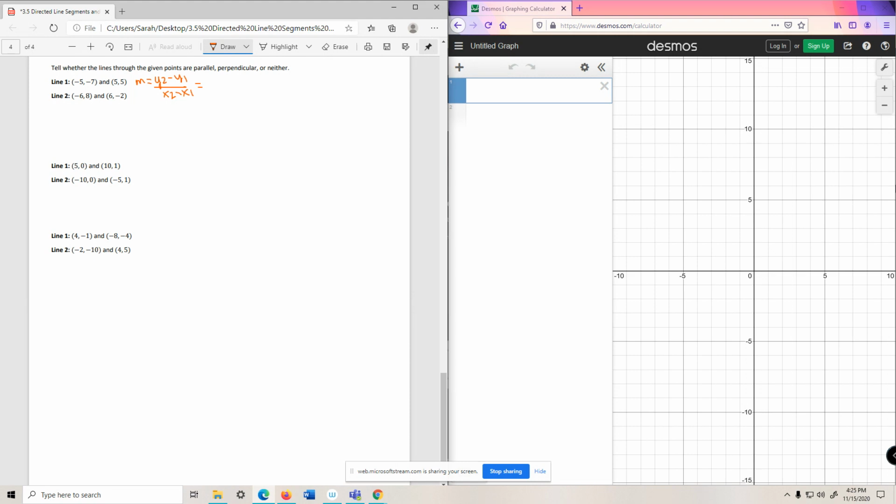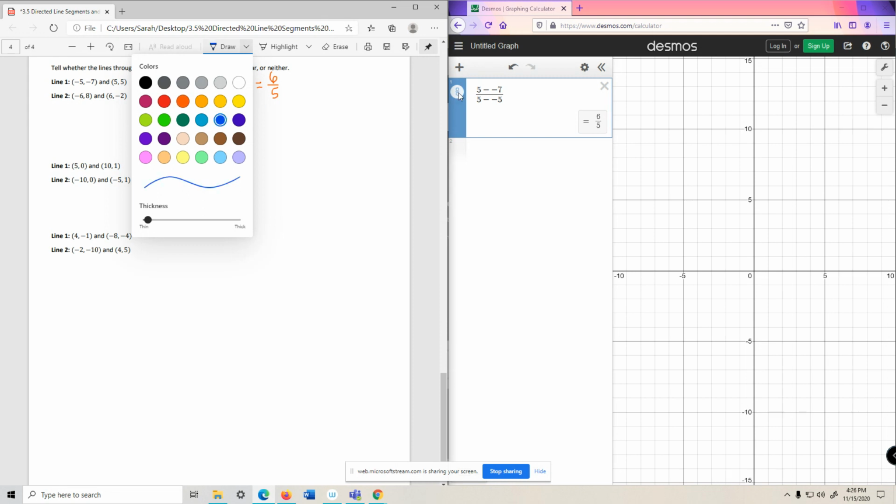So I'm going to start with line 1. My second point is 5, 5. So y2 is 5 minus y1 is -7. x2 is 5 minus x1 is -5. Let's, just because we haven't done this much yet, let's do that in Desmos. So hit your division sign first. 5 minus -7 over 5 minus -5. It gives us a decimal. We'd rather have a fraction. So hit the fraction button. We get 6 over 5.